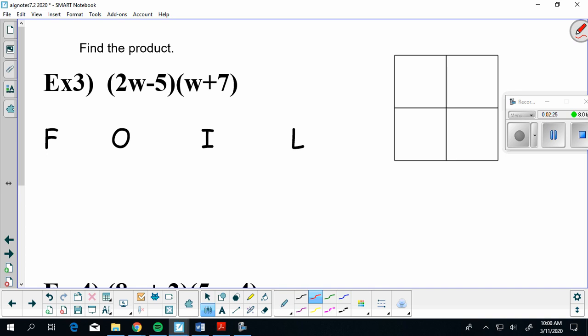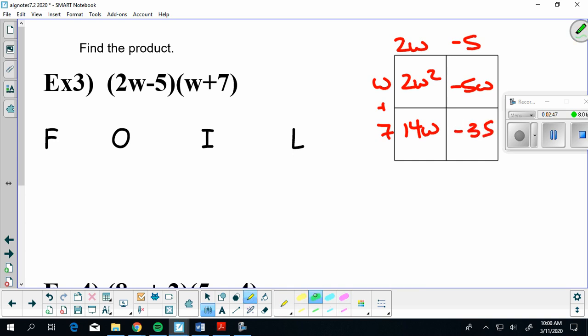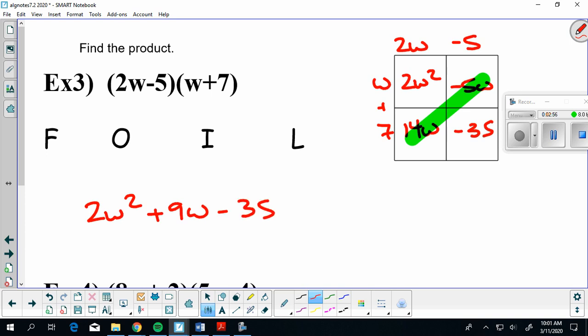Okay, here, same thing. This time I'm going to use the Punnett square. So 2w minus 5 and w plus 7. So 2w times w is 2w squared. w times -5 is -5w. 2w times 7 is 14w. And 7 times -5 is -35. And I will be combining like terms in those same two each time. So my answer is 2w squared plus 9w minus 35.